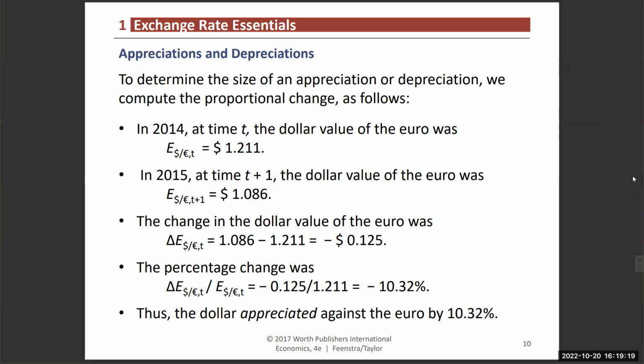So here we have a numerical example. Let us imagine that in 2014, which is time t, the dollar value of the euro was 1.211, and in t+1, the next period, it is 1.086. We know how we can calculate the change. I showed you in macroeconomics as well as international trade how we can calculate the percentage change of a variable. Everything is on the screen, but maybe we can stretch our brain.